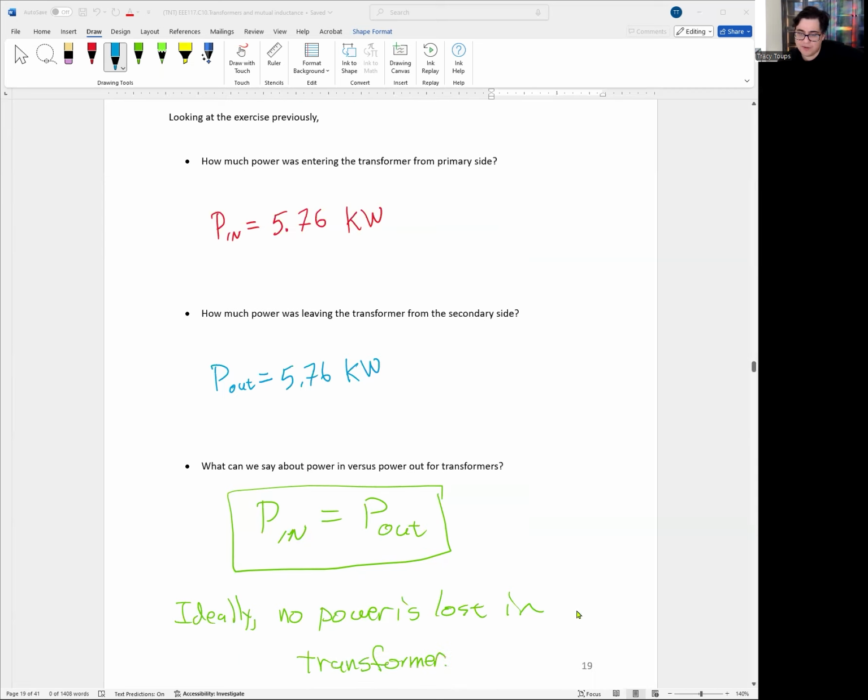Ideally, there should be no power loss in the transformer. A lot of people make a mistake. Well, if my turns ratio is 2 to 1, that means my power must go down 2 to 1. Nope, power stays the same. Okay, the voltage goes down, current goes up, so the powers are equal at the end of the day.